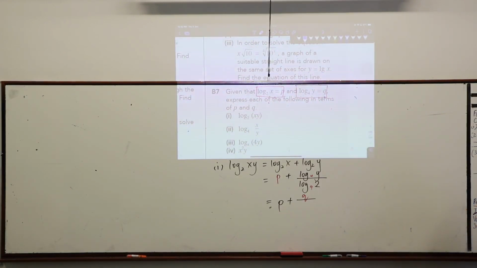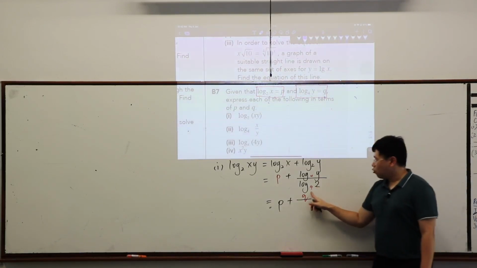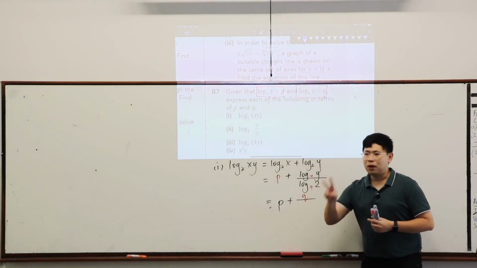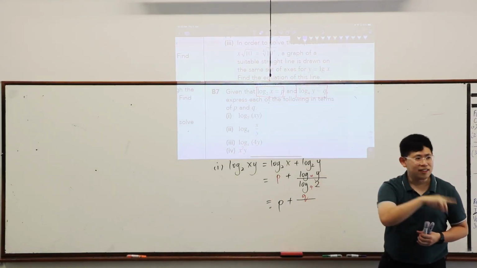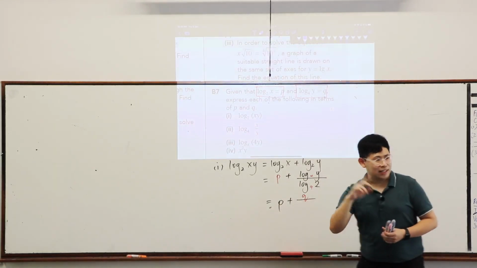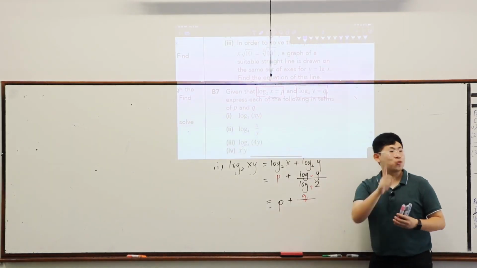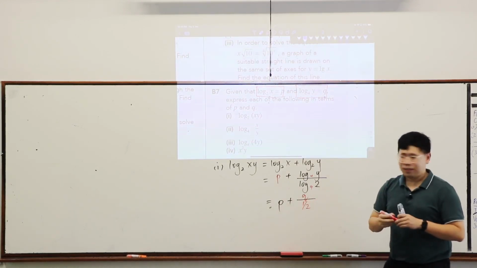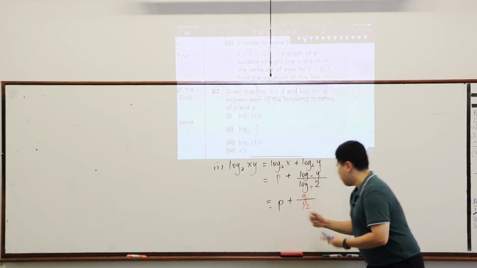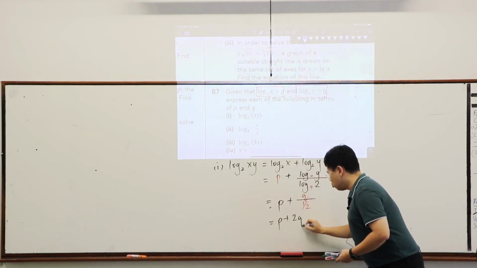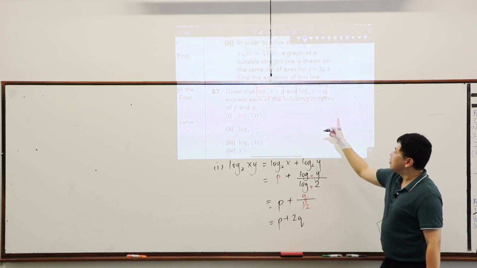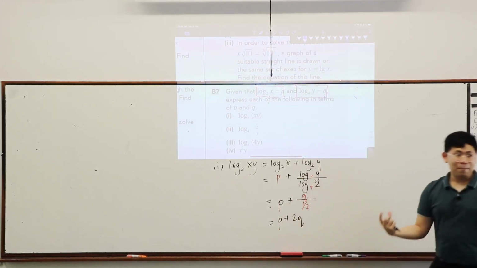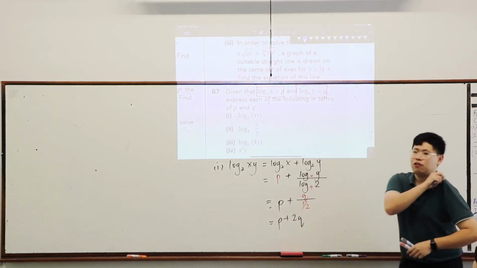So 4 to the power of what is 2? 4 to the power of 2 is 16. So 4 to the power of what is 2? Half, correct, square root, power half. So this one, power half below, so keep, change, flip, so this would be p plus 2q. Our final answer is in terms of p and q, meaning only p, only q, no x, no y. So we just need to replace x and y with p and q.